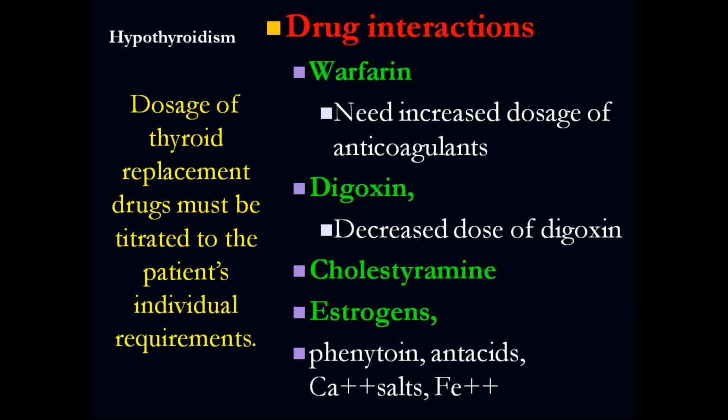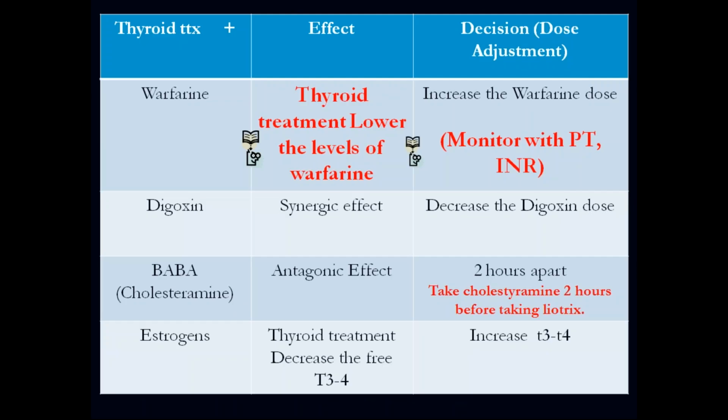So if you take estrogen, like OCP or HRT, hormone replacement therapy, they are going to increase the estrogens in blood, increase the anabolism, increase the proteins, increase the link for T3 and T4, meaning there is less free T3, T4. And that is going to reduce the effect of the medication. So in this case, you need to increase the dose of T3 and T4. Okay, so this is high yield, please, and this is very important.